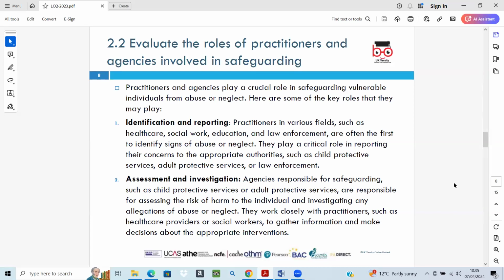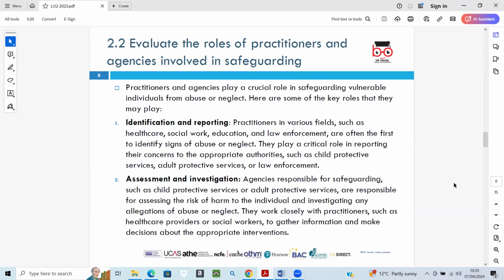And then we have assessment and investigation. Agencies responsible for safeguarding take the lead, such as child protective services or adult protective services. They are responsible for assessing the risk of harm to the individual and investigating any allegation of abuse or neglect. They work closely with practitioners such as healthcare providers or social workers.